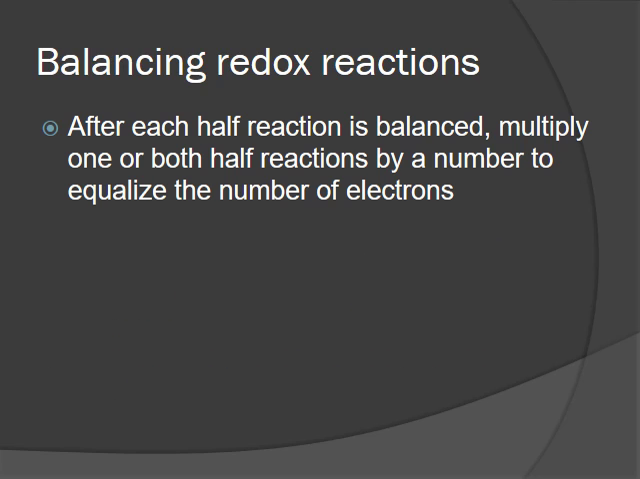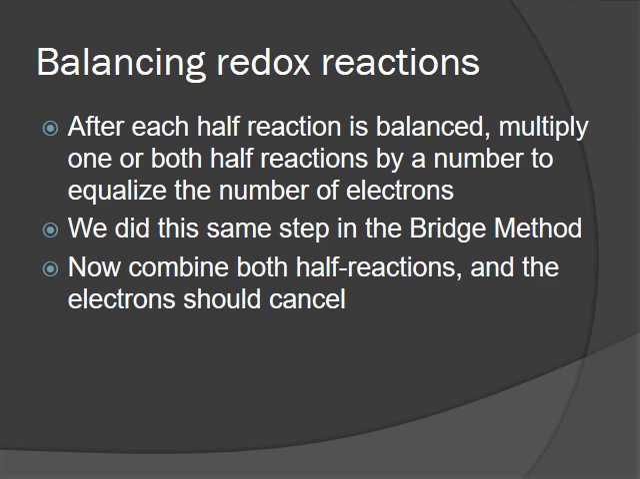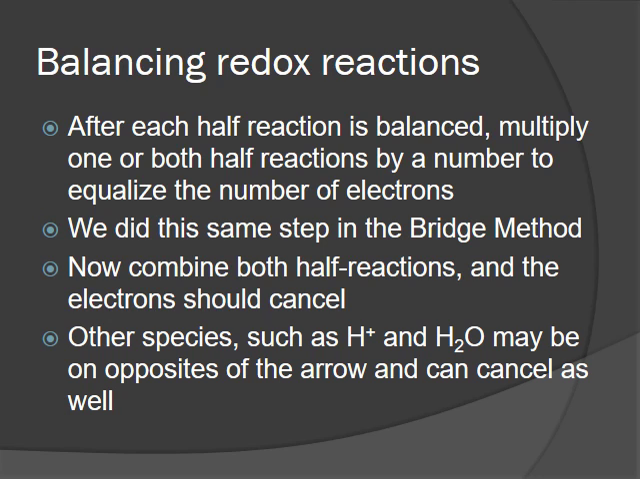After each half reaction is balanced, we're going to multiply one or both, if necessary, to equalize the number of electrons. Each half reaction should have the same number of electrons. This is the same thing we did in the bridge method. Then we'll combine our half reactions and the electrons should cancel. There may be other species like H+ and water that may cancel. We'll watch for that. But our purpose is to cancel the electrons.